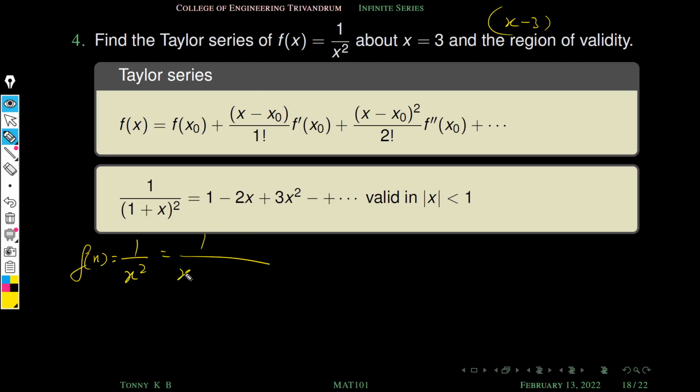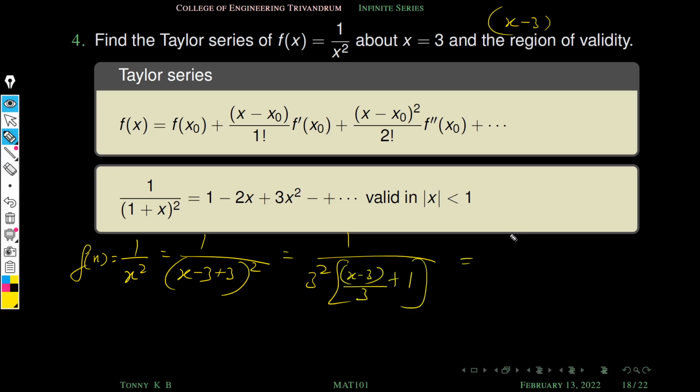So this becomes, I'm going to subtract a 3, then to neutralize the effect, we add a 3, to whole square. Then we have to find an expression in terms of x minus 3. So I am going to take this 3 outside. So this becomes 1 by 3 square into the remaining term is x minus 3 by 3 plus 1, right? So we can write this as 1 by 9 into 1 by, sorry, there is a square, 1 plus x minus 3 by 3 whole square, right?